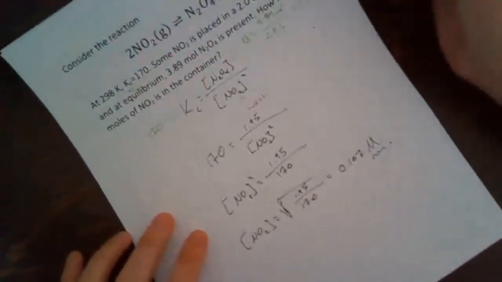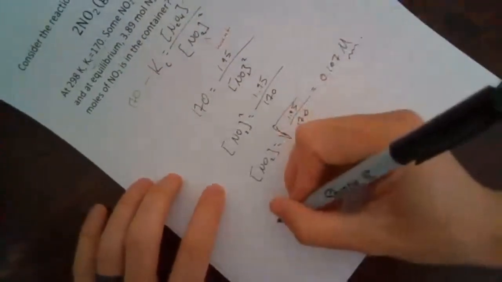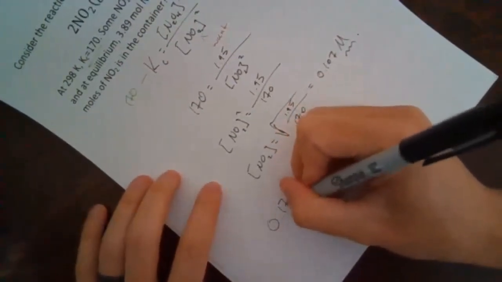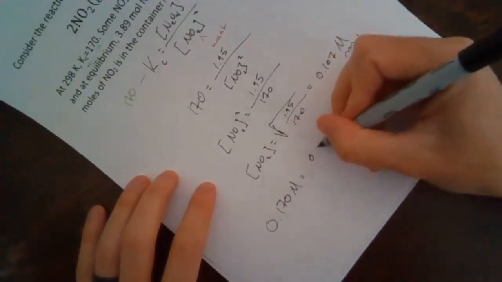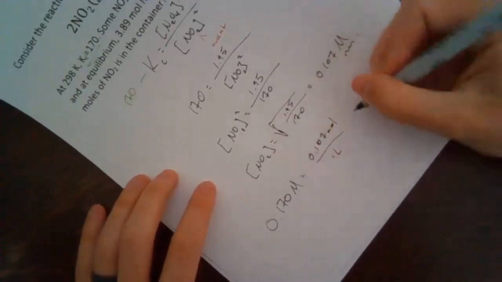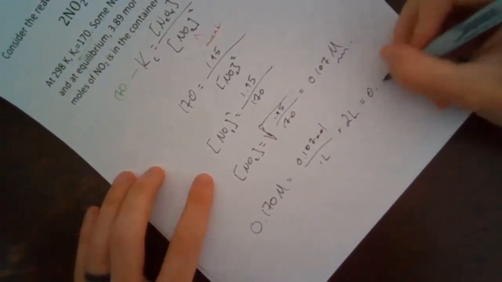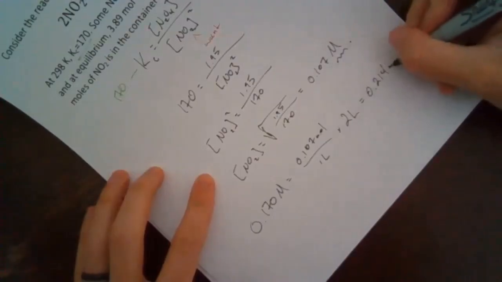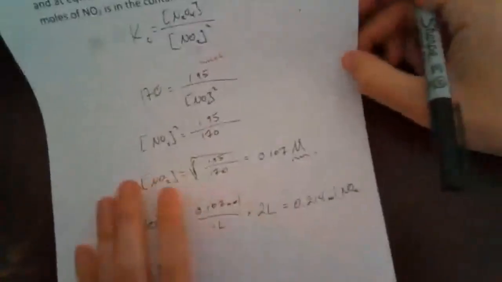We do actually want moles, so we want to take that and go past it. We know that we have 0.107 molarity. That means it is 0.107 moles per 1 liter, and we have a 2-liter container, giving us 0.214 moles of NO2.